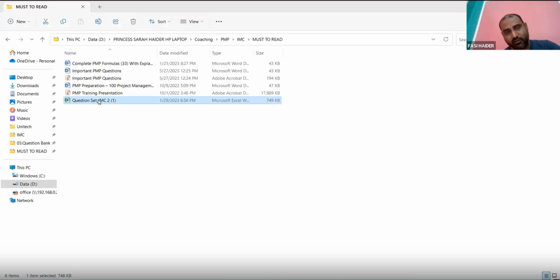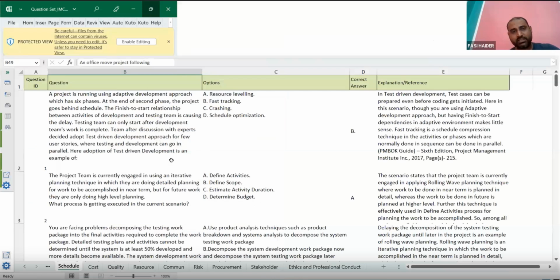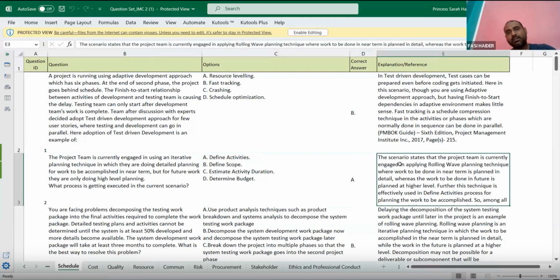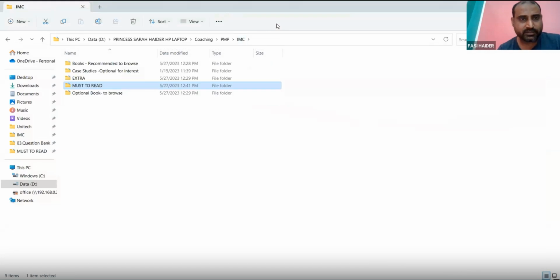You can see different types of questions: PMP preparation, 100 project management questions, PMP training presentation. These are very important. The question is there, options are there, the correct answer is there, and the explanation is here. It will help you get command over the topic. Once we go through it, we can write our exam, right? Yes, once you have read and practiced it, please take the exam set on IMC learning. Practice those.